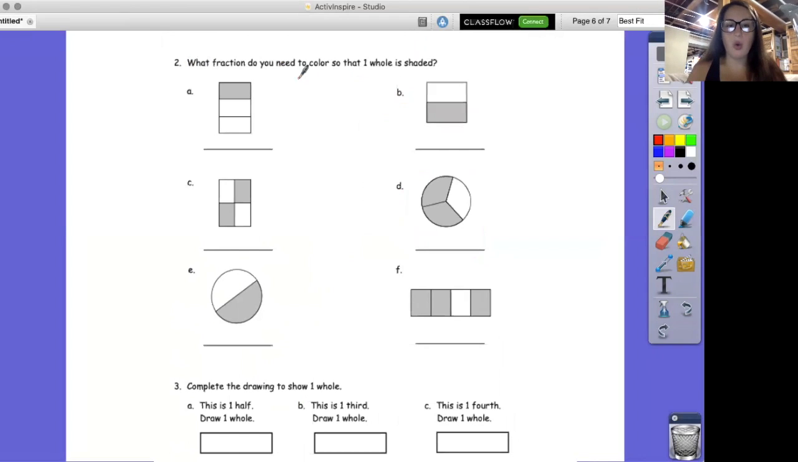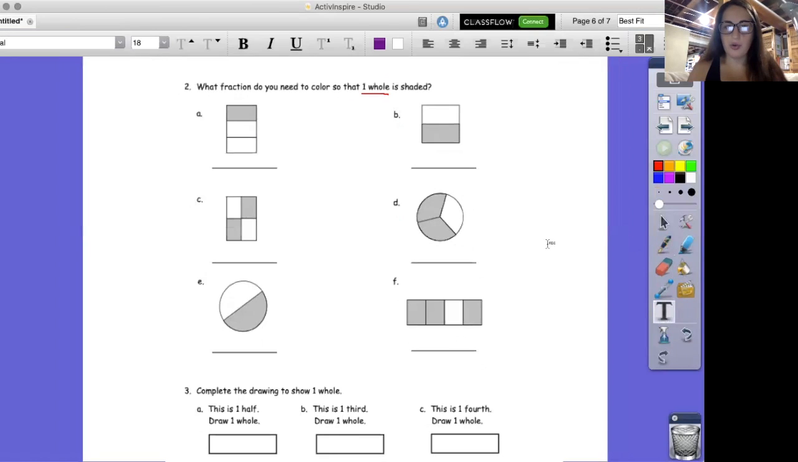Question number 2. What fraction do you need to color so that one whole is shaded? So let's see, our rectangle is broken up into 1, 2, 3 parts. And I see that one part is shaded. I need to shade 2/3. How about our next one? I see our rectangle is broken up into 2 parts or halves, and I see one part is shaded. So I need to shade in 1/2 to show one whole shaded square.